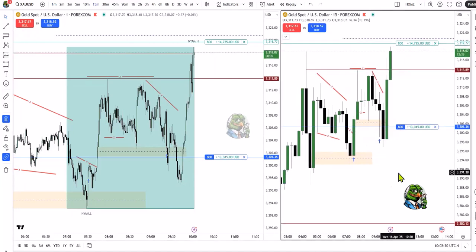This is what you will learn, right? These types of setups. And I provide most of these in advance inside of the group chat so that students can engage with the price and enhance their learning experience.